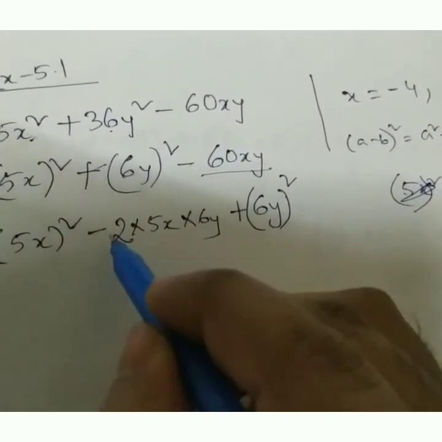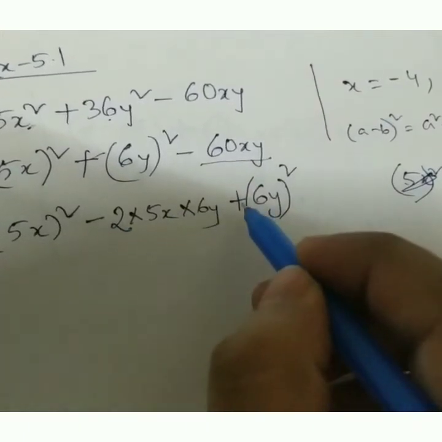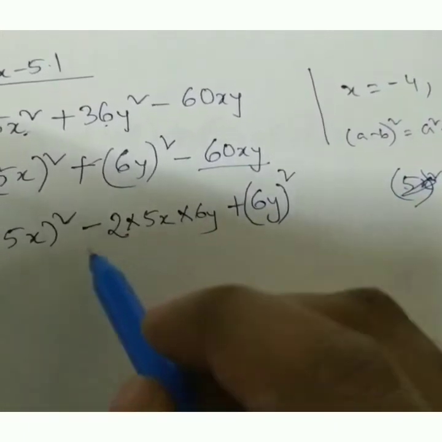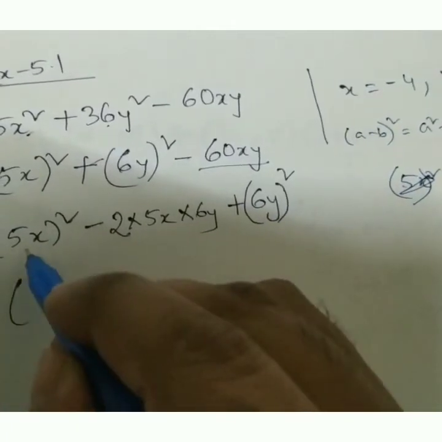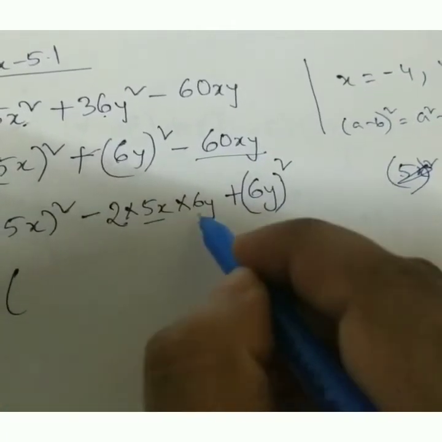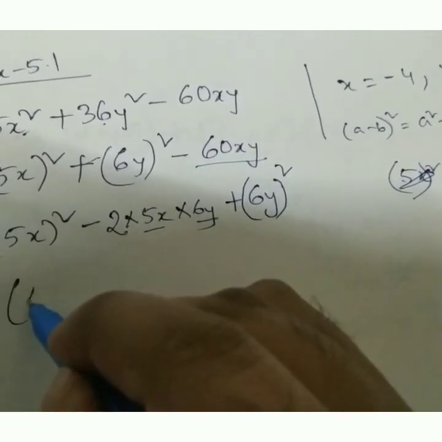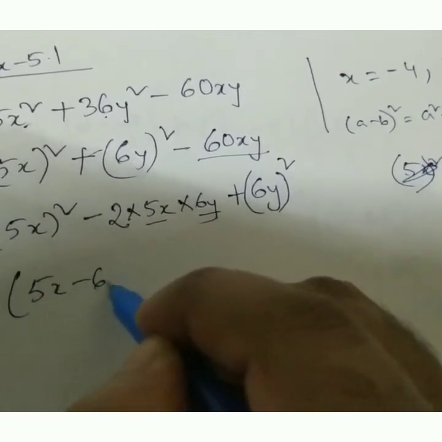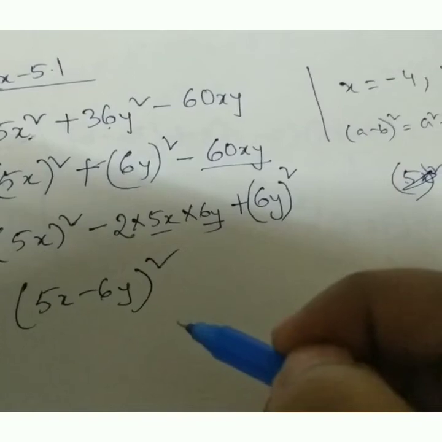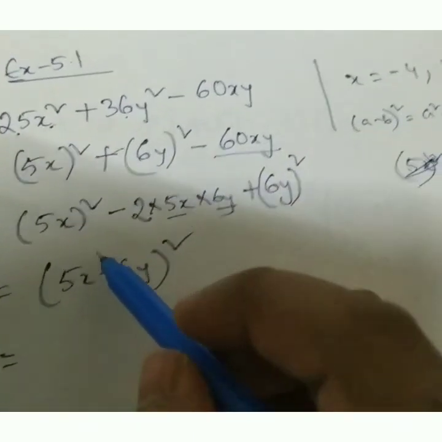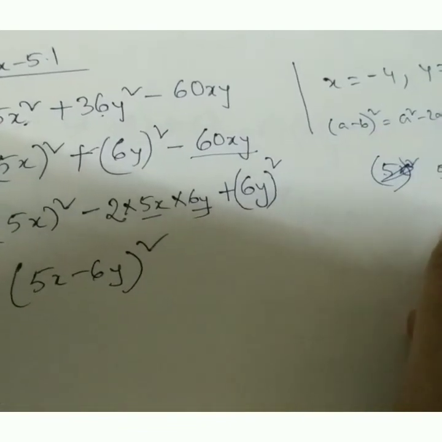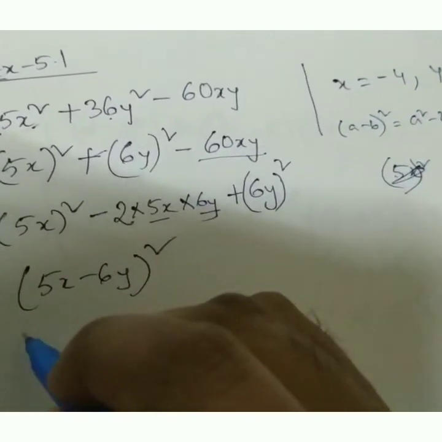So a square minus 2ab plus b square, right? So what does it become? a minus b whole square. So what is our a over here? a is 5x, b is what? 6y. So it equals 5x minus 6y whole square. Now what is the value of x? x is minus 4, y is what? Minus 5. So we just put the values.